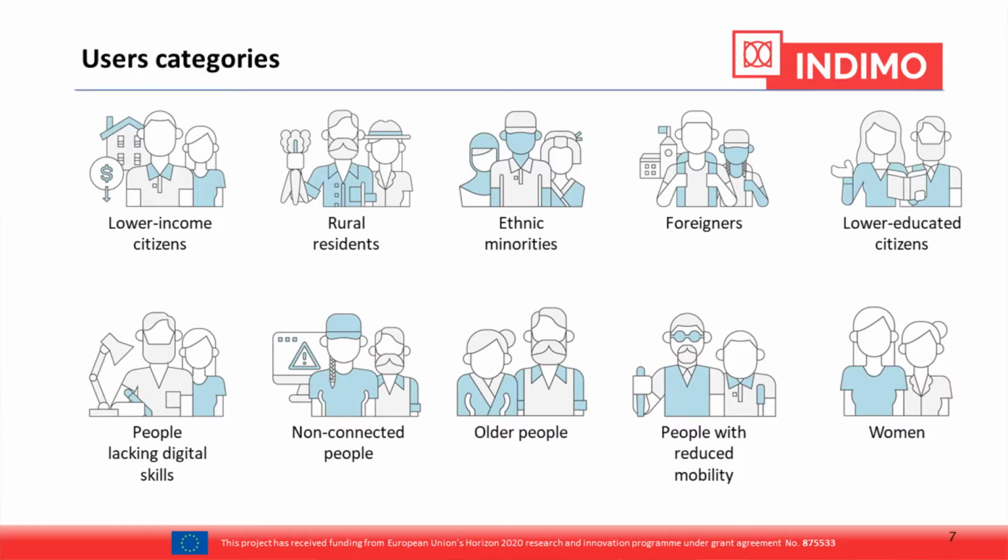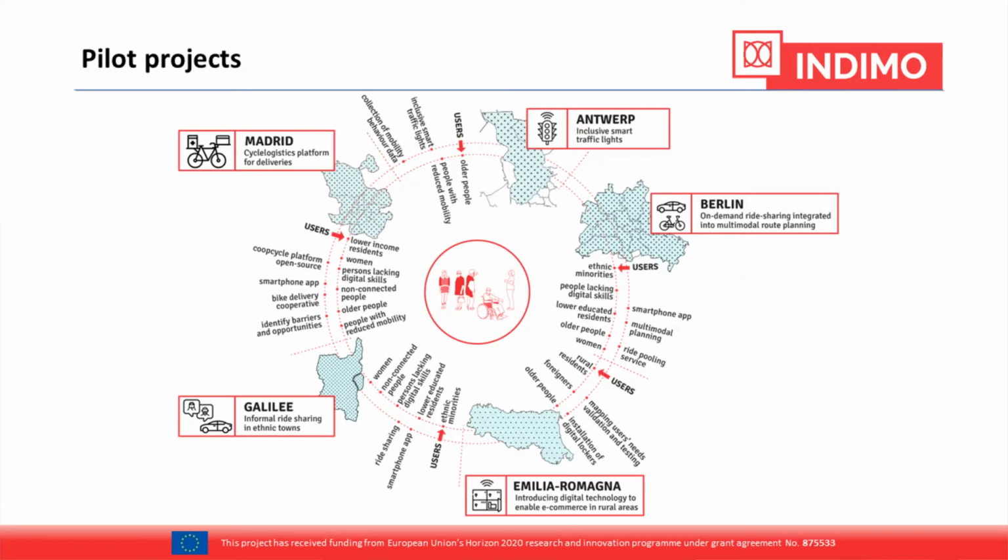The main focus groups are the vulnerable to exclusion people, being lower income citizens, rural residents, elderly people, or migrants, for example. The tools I mentioned will be tested in 5 pilot situations, 1 in Madrid, 1 in Antwerp, 1 in Emilia-Romagna, 1 in Berlin, and 1 in Galilee in Israel.